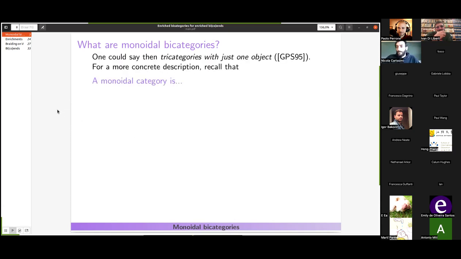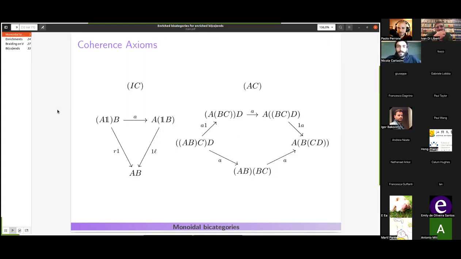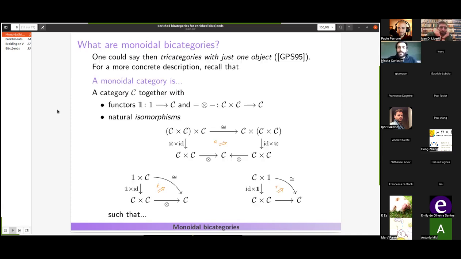So we can recall that a monoidal category is simply a category C with functors, identity and product, and natural isomorphisms, which are the associator and the left and right unitors, such that we have the usual coherence, Mac Lane's coherence axioms. Okay, so that's basically the structure that we deal with in a monoidal category.